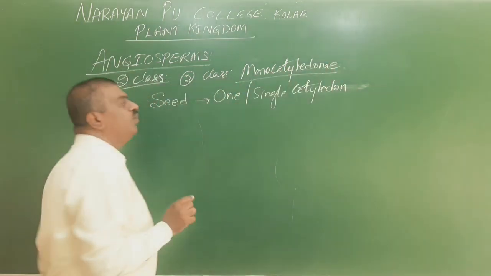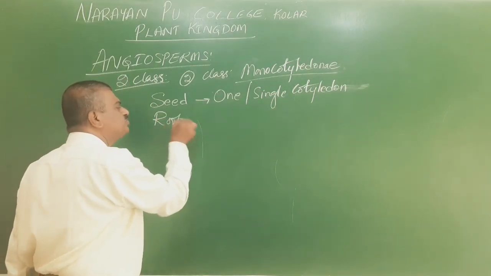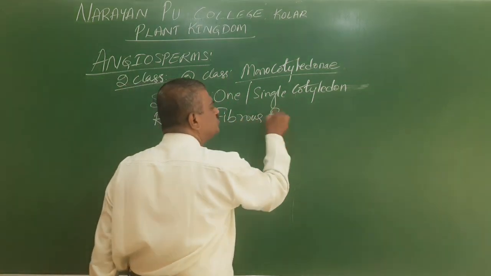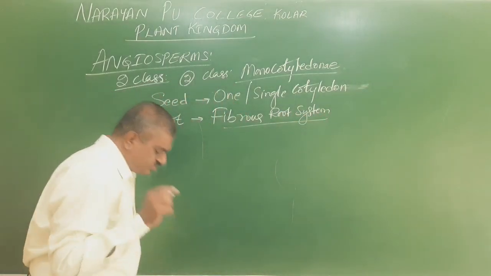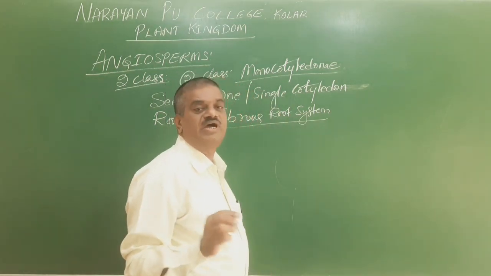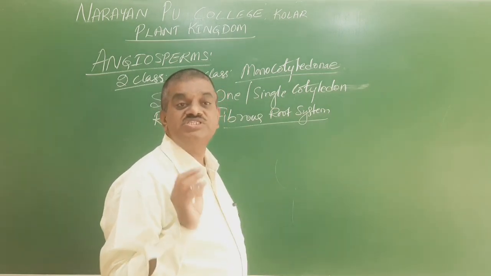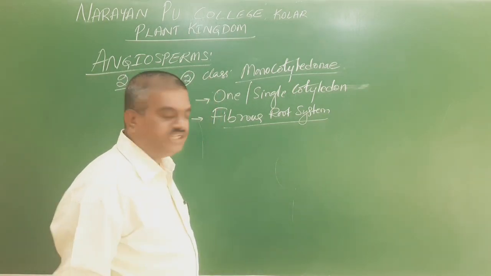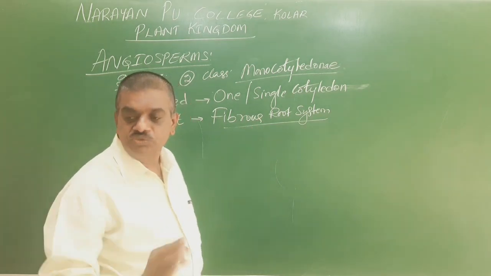Next, when we go for the root system, the roots present in a monocot are always called a fibrous root system. The major point under this fibrous root system is that the radicle gives rise to roots, and all the roots are similar. They are not differentiated into primary, secondary and tertiary. All the roots appear similar, hence they are called a fibrous root system.